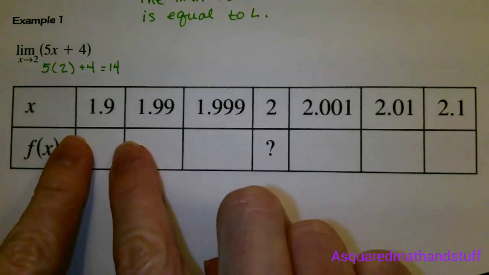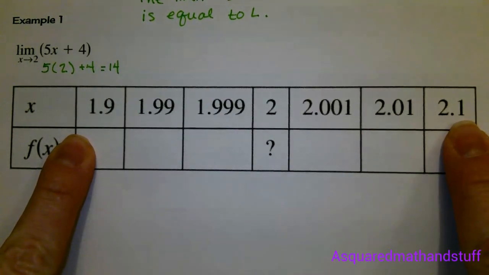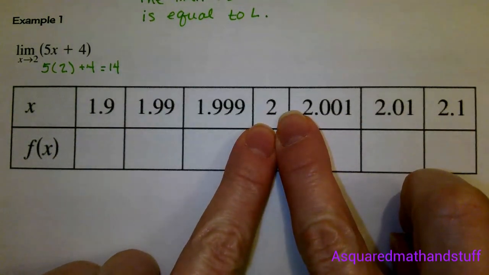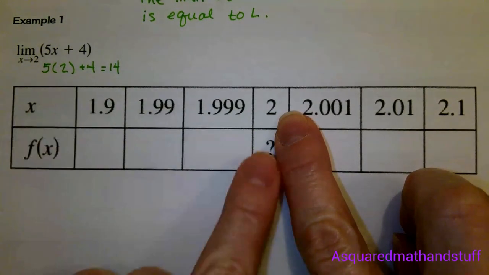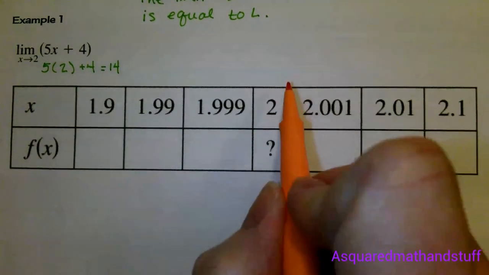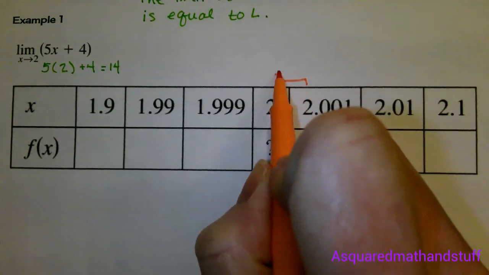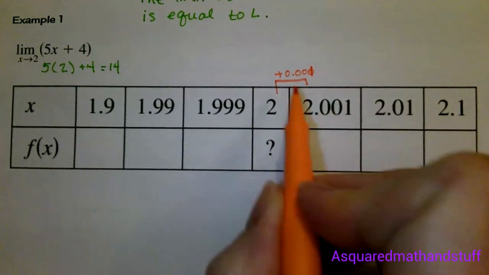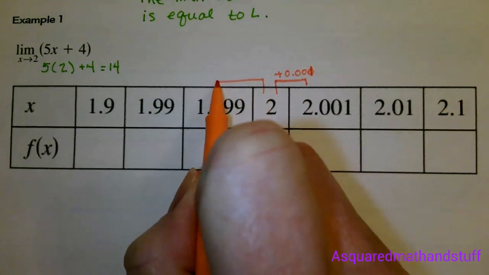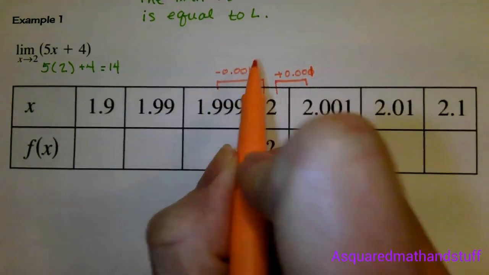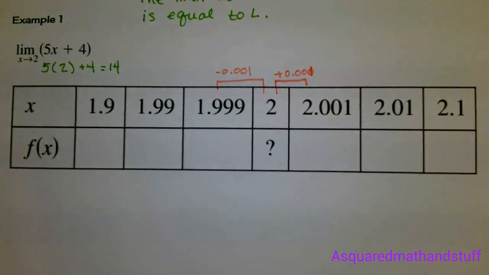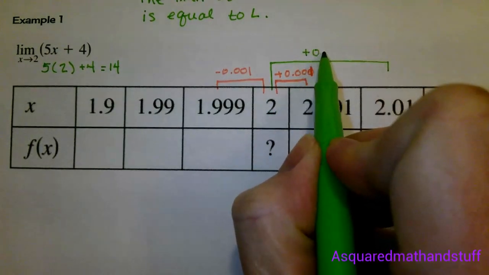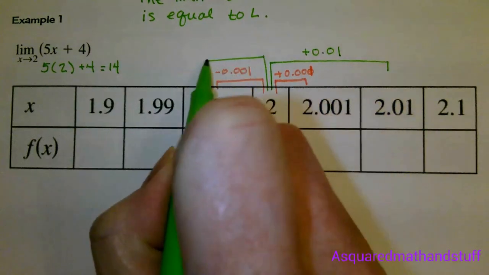All right. In this table, I'm giving you values, and these values are getting arbitrarily close or infinitely close to our c value, that number that we want to get closer to. So if we look at this, I am going to add 1/1000th to 2. I'm going to subtract 1/1000th from 2. So that's where these two numbers come from. I'm also going to add 1/100th, and I'm going to subtract 1/100th.